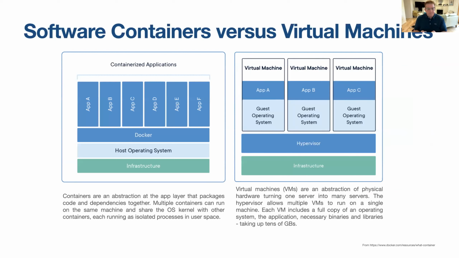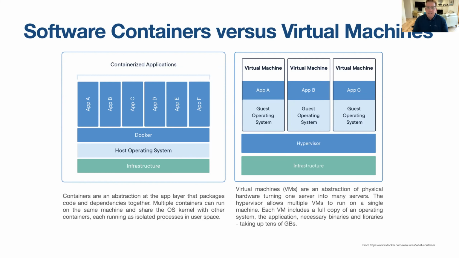So on the left here, we have containerized applications. And we see app A, B, C, D, E, F running in a Docker environment. Now, we don't happen to run Docker on Nautilus. We run Kubernetes, but it's the same idea. The host operating system provides a lot of the support. And of course, the infrastructure is the bare metal, the graphics card, the server, the hard drive.